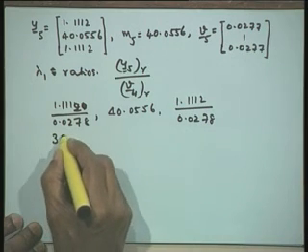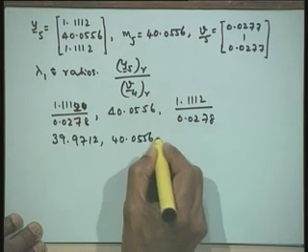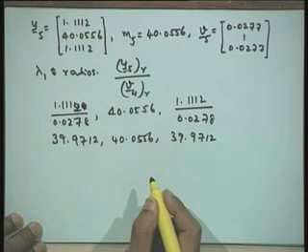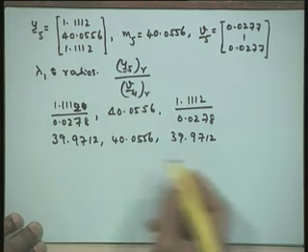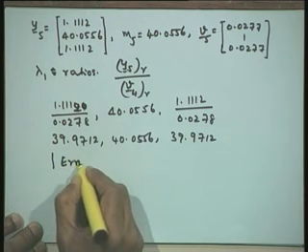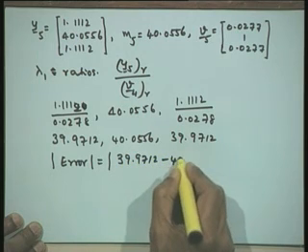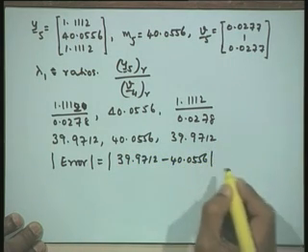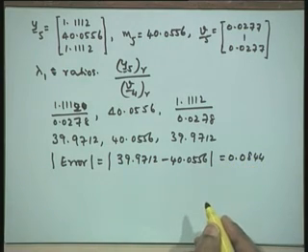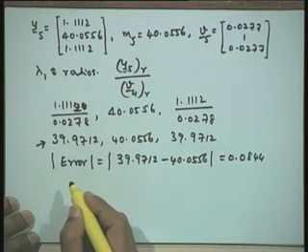and these are 39.9712, 40.0556, 39.9712. Now, I can find the error between these values. So, I can find the magnitude of the error, which is 39.9712 minus 40.06, that is approximately 0.844. Therefore, to this error we will take the largest eigenvalue as this.